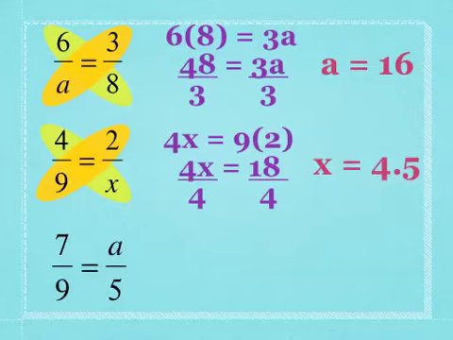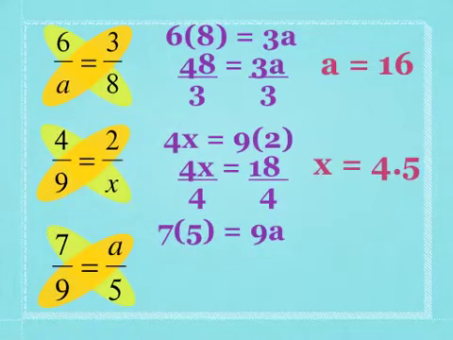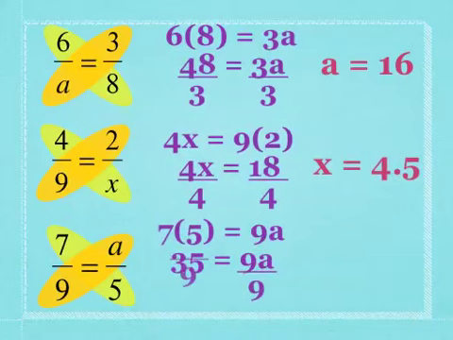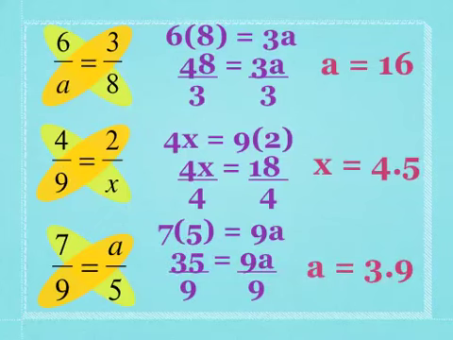And the last example, I'm going to cross multiply 7 times 5 and set that equal to 9 times a. Go ahead and multiply. 7 times 5 is 35, so I have 35 equals 9a. To solve for a, I'm going to divide by 9 on both sides, and when I do so, I'm going to get a equals 3.9.